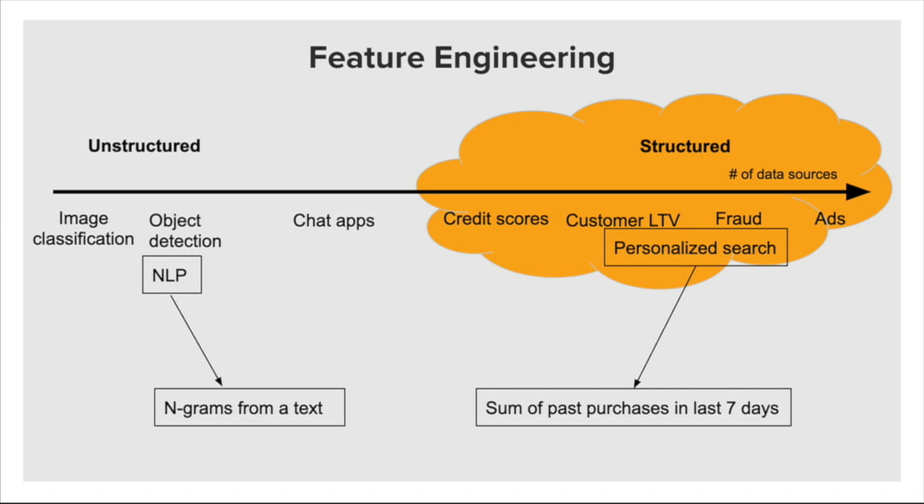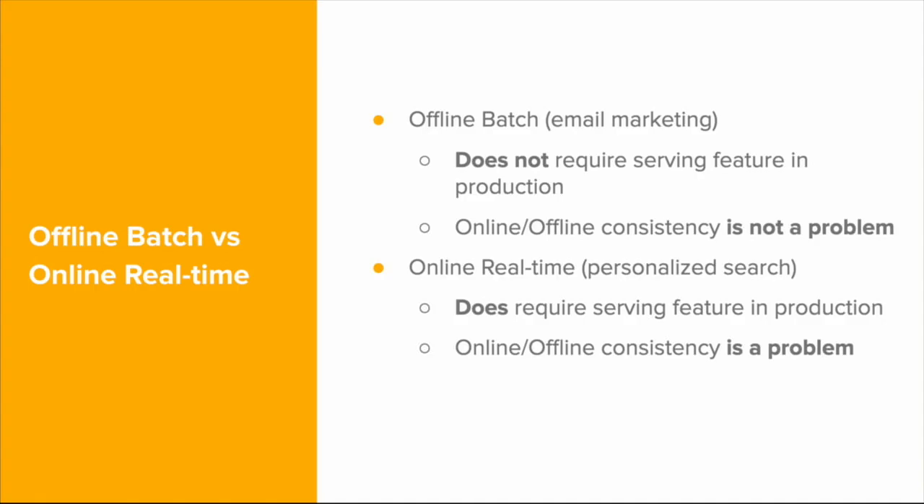That's kind of the fundamental difference that we're talking about on either end of the spectrum. The other way that we can classify and differentiate the machine learning use case space is by offline batch versus online real time.